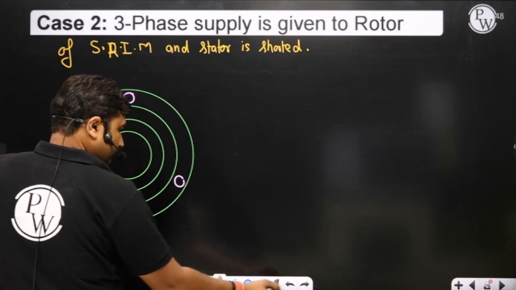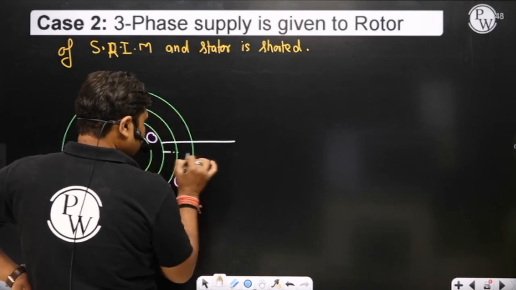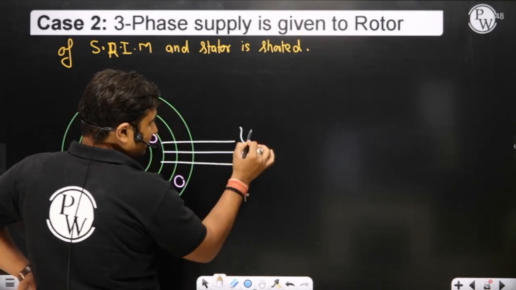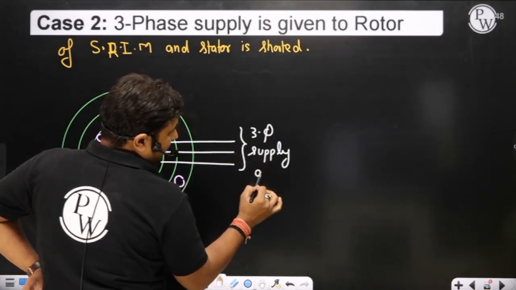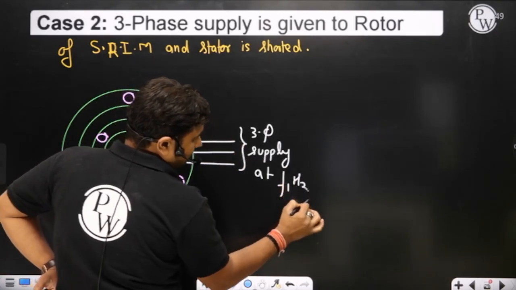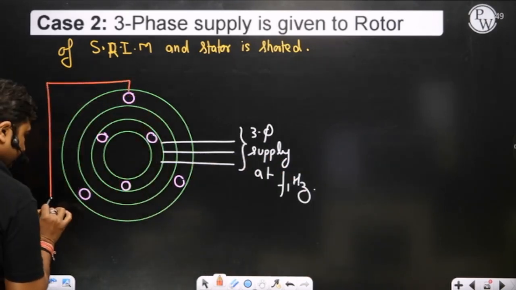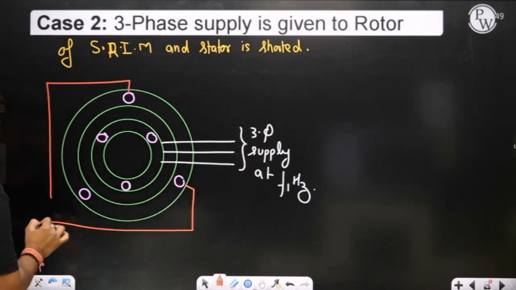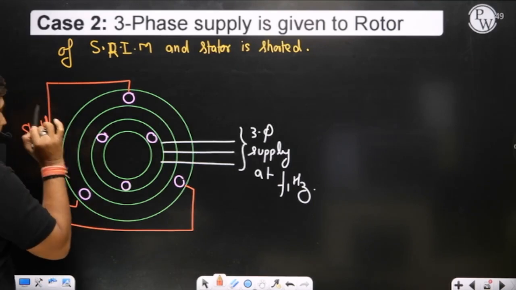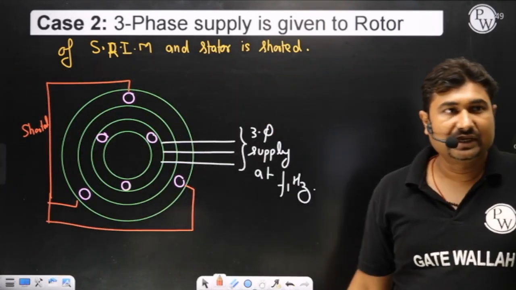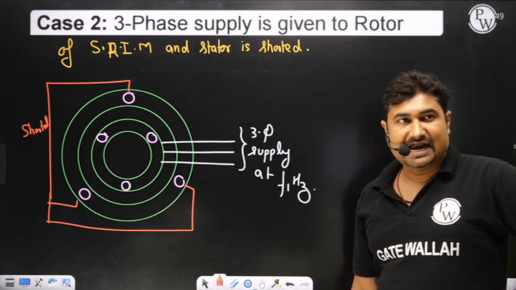So 3-phase supply is given to rotor, say at F1 Hertz, and the stator is shorted. 3-phase supply is given to rotor and stator is shorted.